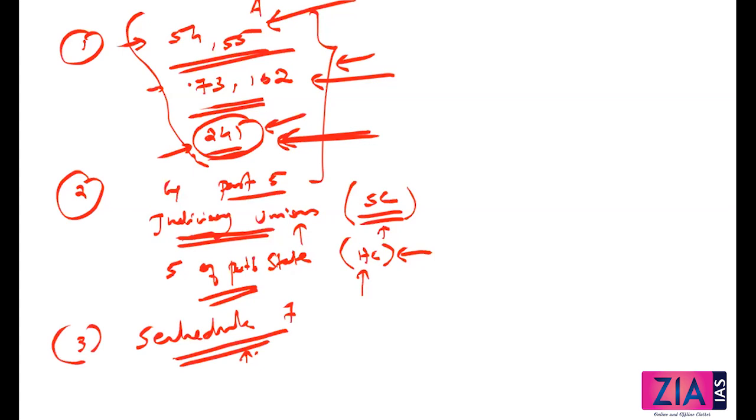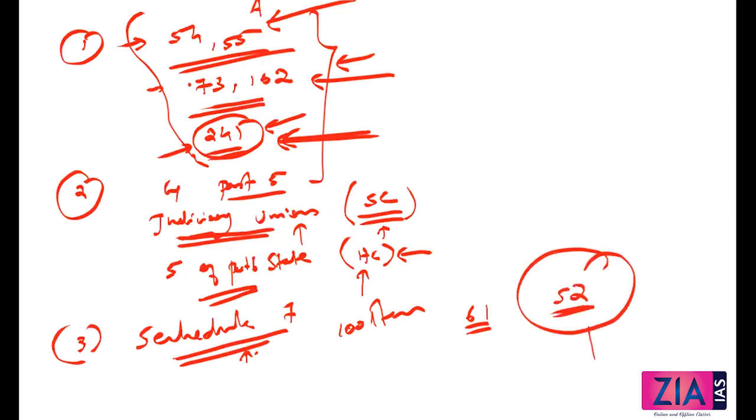Okay, so you will see in union list around 100 items are there, state list 61 items are there, and then concurrent list 52 items are there. So here, concurrent, right, parallel, that means state as well as union will make law. Here state list, only state will make law. Here the center will make law.